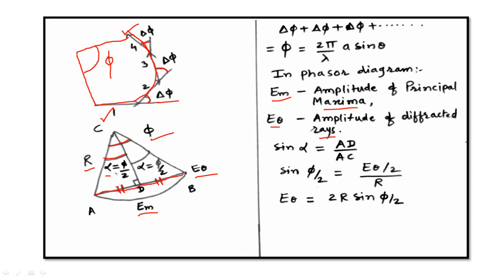Now from this phasor diagram, if you look at this triangle ACD, then in this triangle ACD, sine of alpha will be equal to AD upon AC, that is opposite side upon hypotenuse. So sine alpha is equal to AD upon AC. This will be sine of phi by 2, because alpha is equal to phi by 2, equal to AD, but this AD is half of E theta, and therefore AD is replaced by E theta by 2 divided by AC, where AC is the radius of this arc, and therefore now I rewrite this equation in terms of E theta.